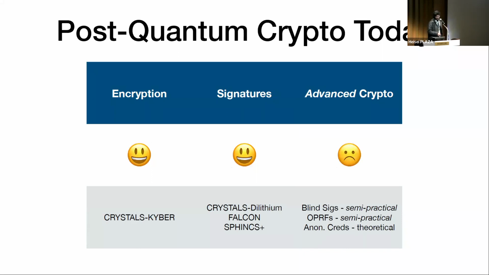So for blind signatures and oblivious pseudorandom functions, we have what I would call semi-practical constructions. By semi-practical, I mean, you can implement them, you can run them, you can get numbers, but they're still orders of magnitude worse than their classical counterparts. And for anonymous credentials, I would still consider the research to be theoretical because there's just no implementation.